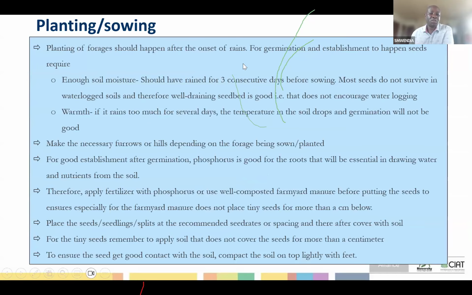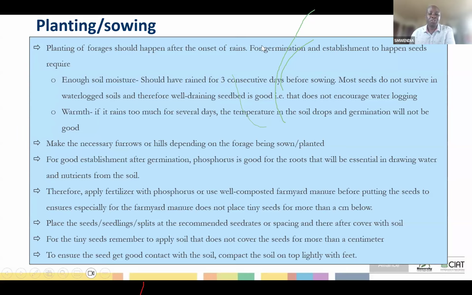Now, the planting and sowing, of course, happens once the rains have hit. You may be planting from materials coming from the nursery, or sometimes you can just plant directly. And this should happen when the soils have adequate moisture, and ideally it should have rained, for example, for about 3 consecutive days before sowing. And therefore, this is where you'll find the advantage of establishing nurseries and only coming to plant when the rains have come, so your seedlings will just establish and continue thriving.